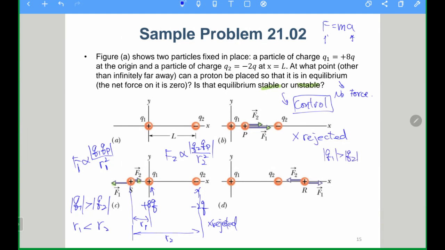The absolute value of Q1 is larger than the absolute value of Q2. And here, this is R1, this is R2. So in this case, R1 is also larger than R2. So there may be a point to make Q1 over R1 squared equal Q2 over R2 squared. So there may be a point that satisfies this condition, and then it will make F1 and F2 perfectly cancel each other. So we would only need to consider this case.